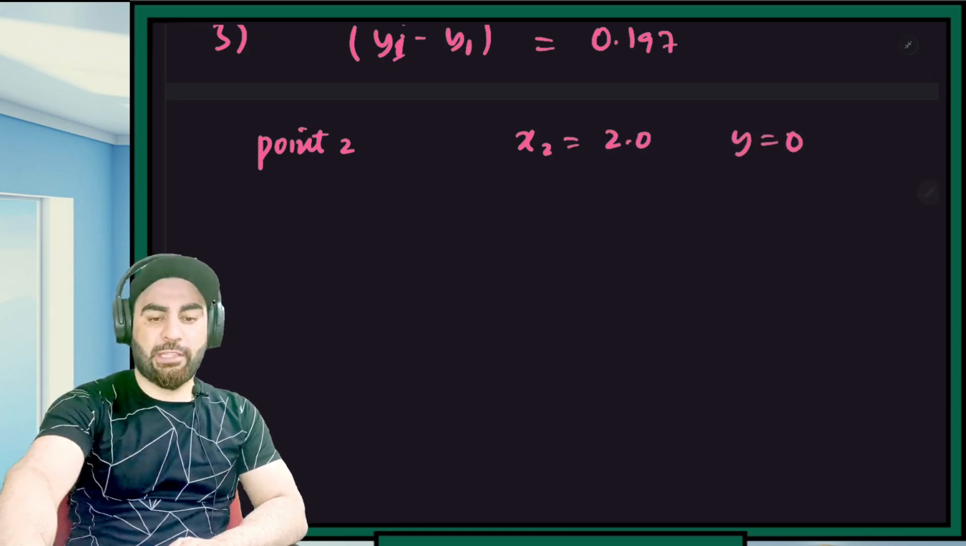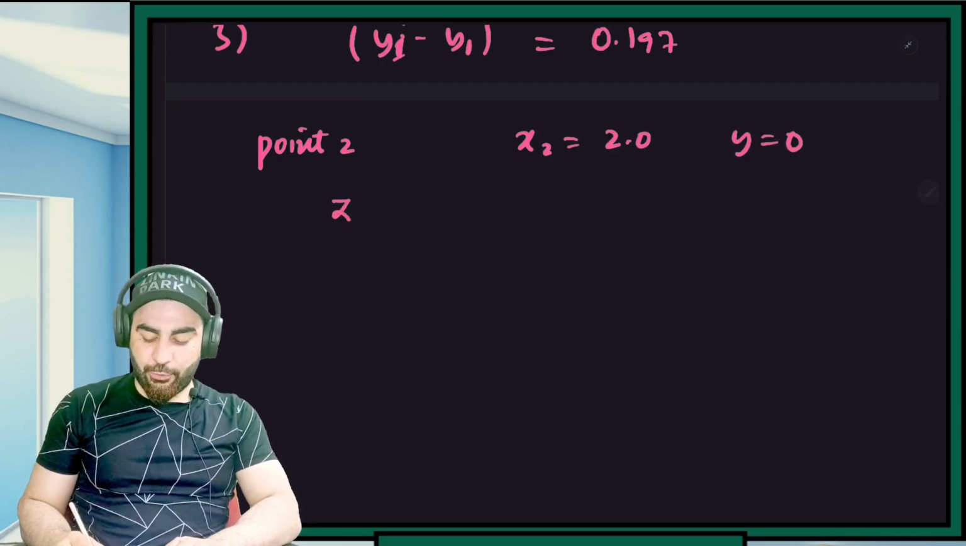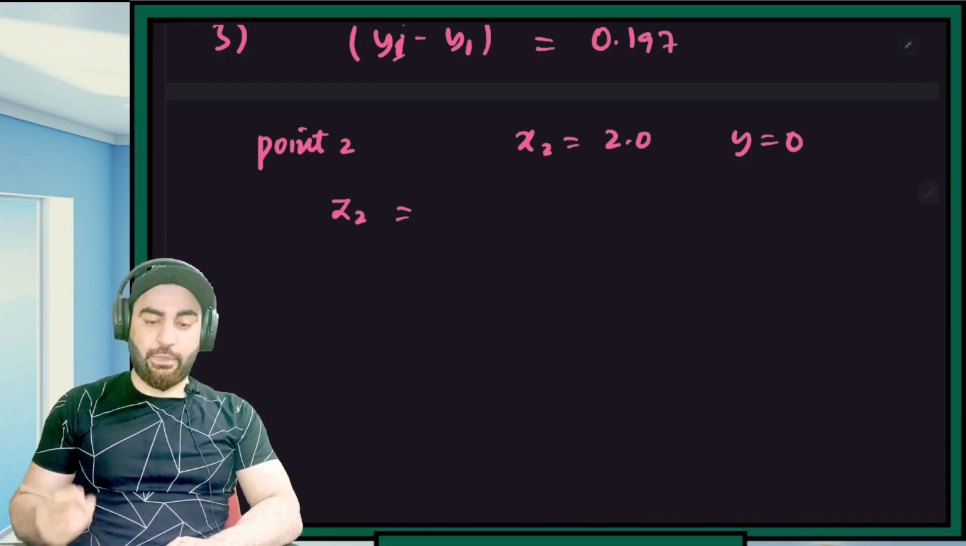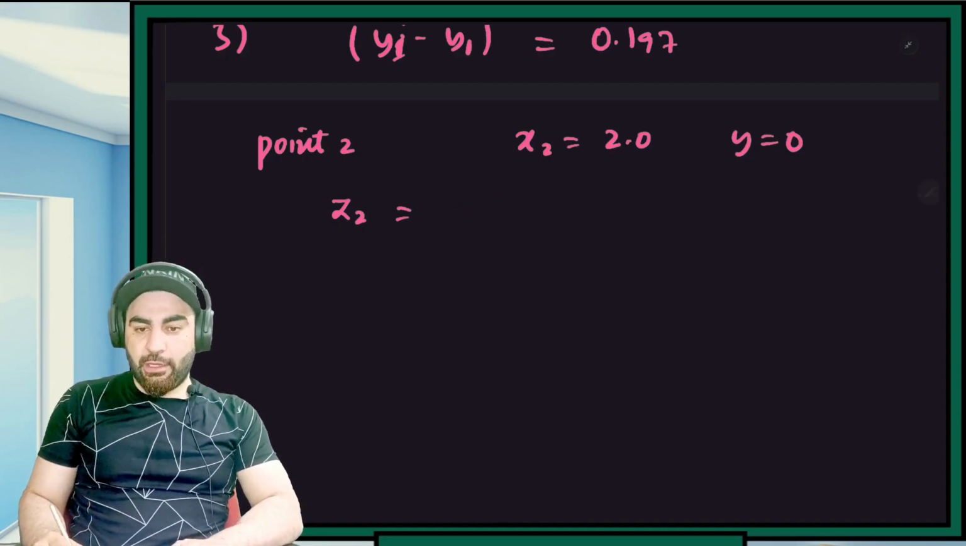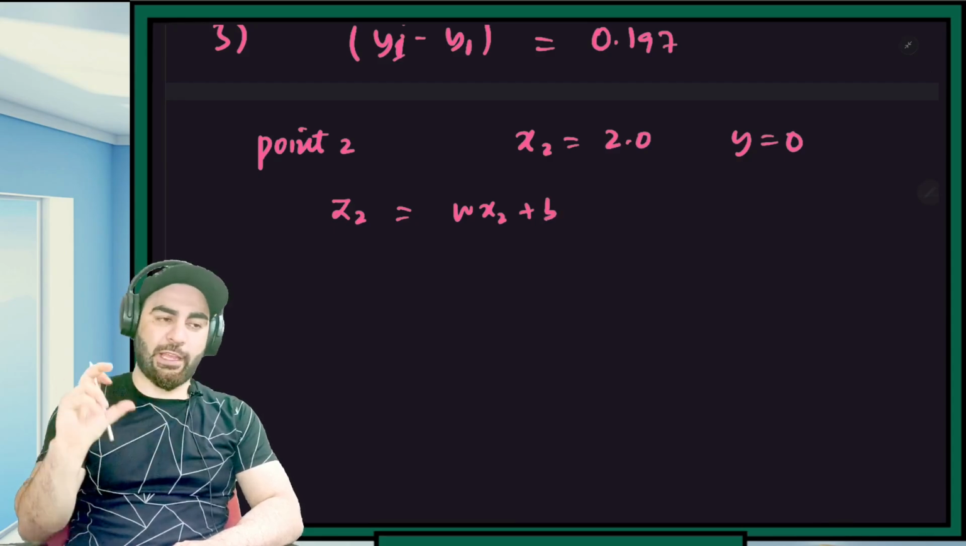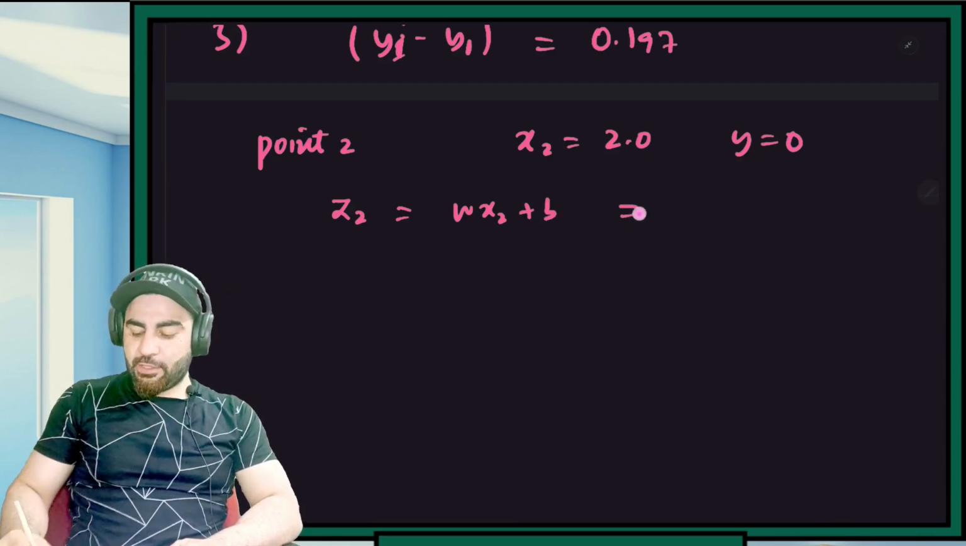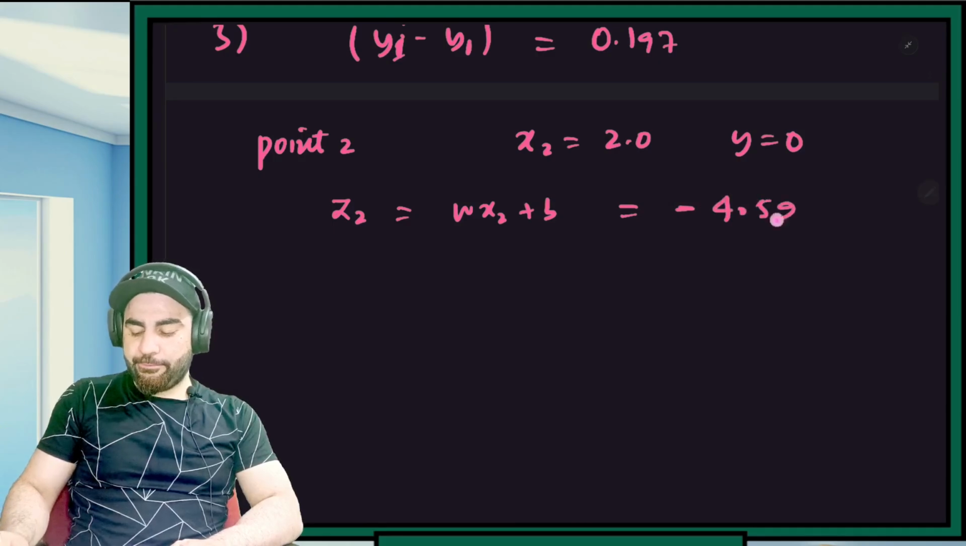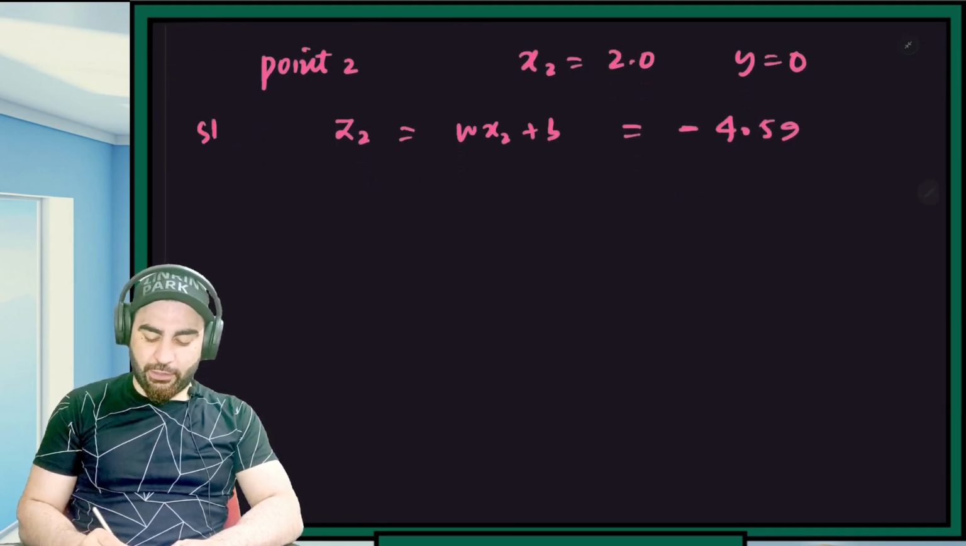Okay, and now you will do the same thing. You will again compute the linear combination. You will compute z2, basically aggregate. So aggregation comes out to be w x2 plus b, and you know the values for w, you know the value for x2, you know the value for bias. So this comes out to be minus 4.59. Similarly, this was step 1. This is our aggregation, so I can write it over here, aggregation.